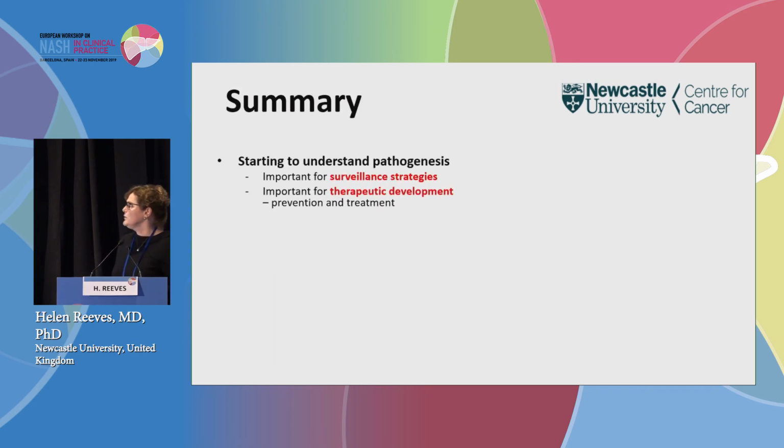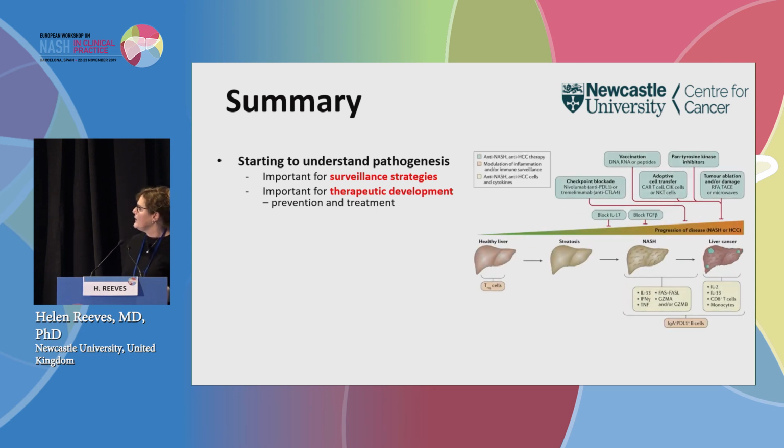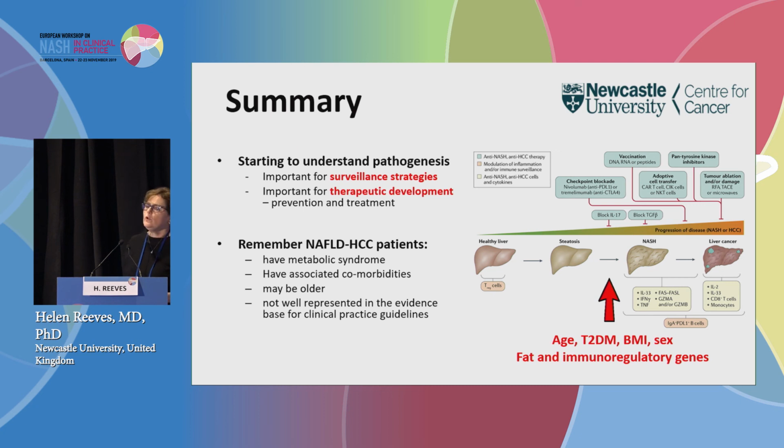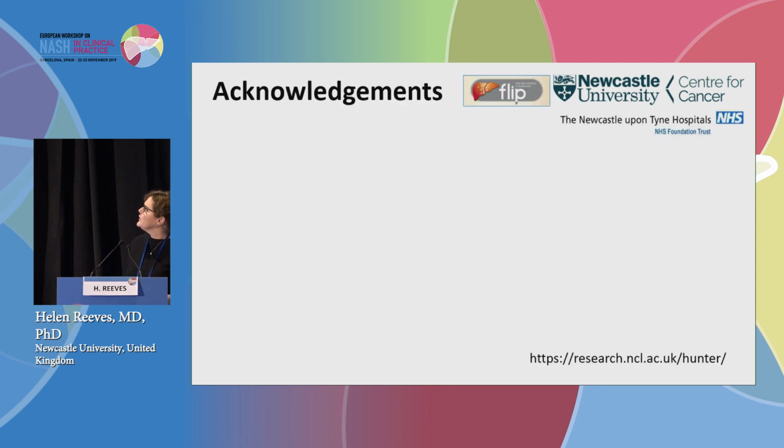So just to summarize what I've told you, we're starting to understand the pathogenesis, the cause of liver cancer and NAFLD. We know that this is going to be important for surveillance strategies and therapeutic development. This is that timeline we saw before, so we might be able to develop the tools that will help us identify groups for surveillance for liver cancer, understanding more about the genotypes, and these might be the things that we would target for therapies in patients with NAFLD HCC. A lot of these, though, they're immune-related targets, so that's what's going to be key. When you're looking at your patient now and what we've got available, just remember they have the metabolic syndrome, they're older, they have comorbidities, so be careful with what you do to them.